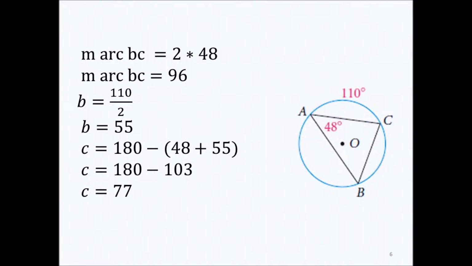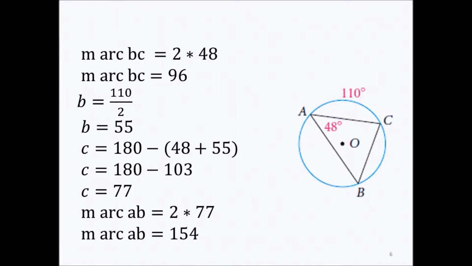Finally, we're going to find the value of arc AB. Since we know the value of angle C to be 77, we're going to multiply that inscribed angle times 2 to get the measure of the intercepted arc, which is AB. So 2 times 77 is equal to 154. The measure of arc AB is 154.